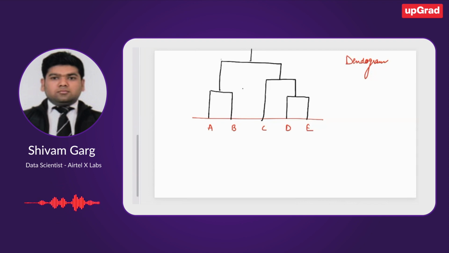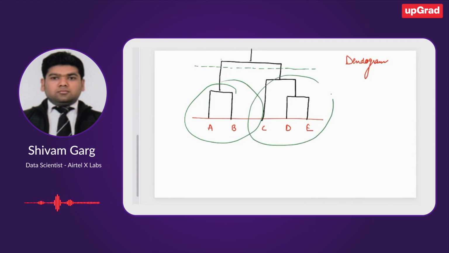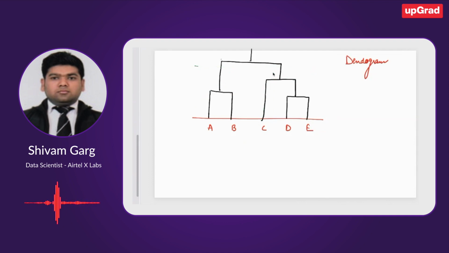Now you can decide, let's say for example, how many clusters you need. So you need 2 clusters. If you need 2 clusters, this will become your 1. Just create a line which is cutting 2 lines. So this will become your 1 cluster. This will become your second cluster. Now let's say you need 3 clusters, and cut the dendrogram from here. This is 1 cluster, this is second cluster, this is third cluster.